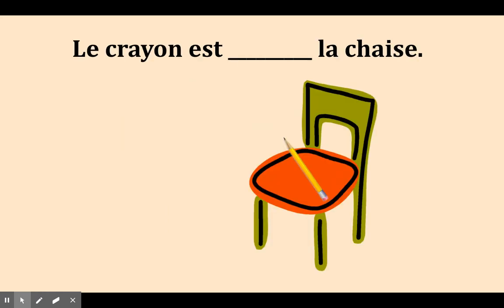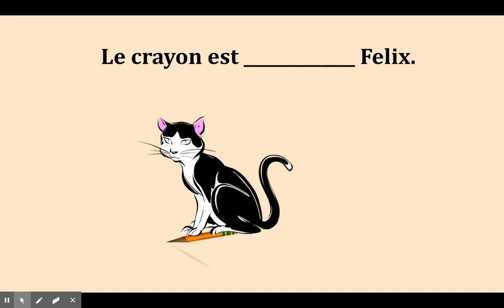Le crayon est, it's on, right? So le crayon est, fill it in. Le crayon est sur la chaise. Le crayon est sur la chaise. Le crayon est, Felix is sitting on the pencil, so the pencil is under Felix, right? So say this one to yourself. Le crayon est, you fill in the blank. Le crayon est sous Félix. Le crayon est sous Félix.